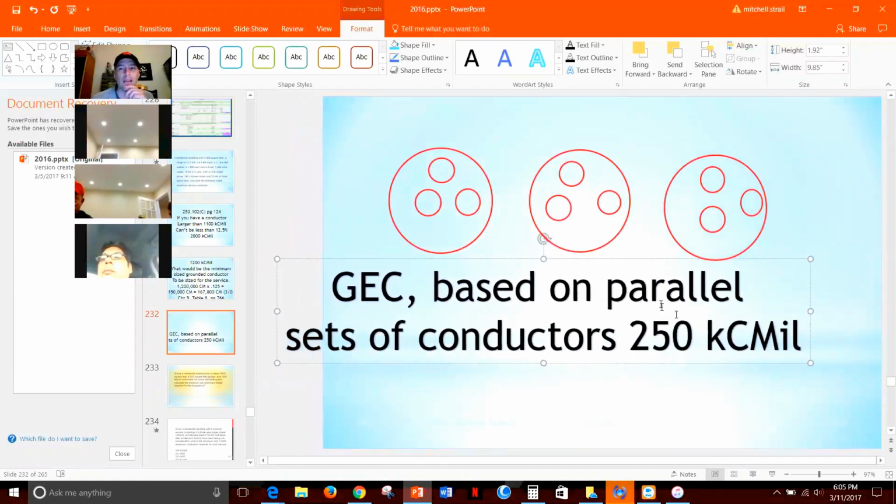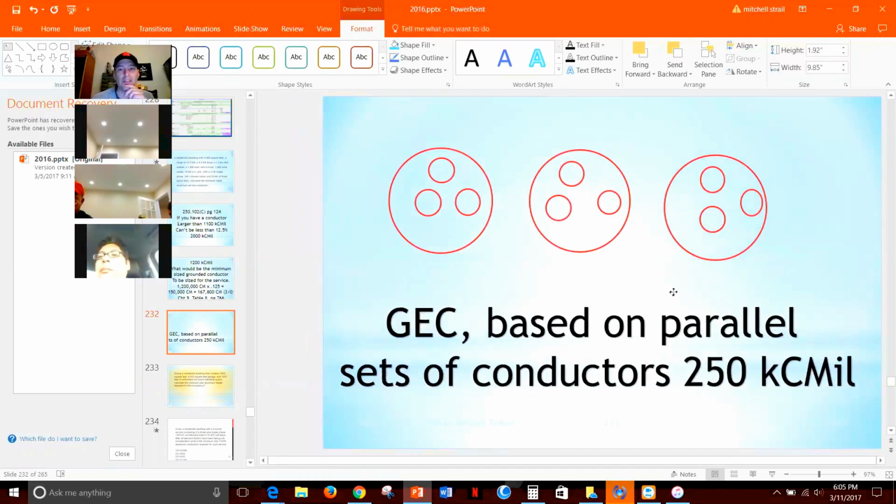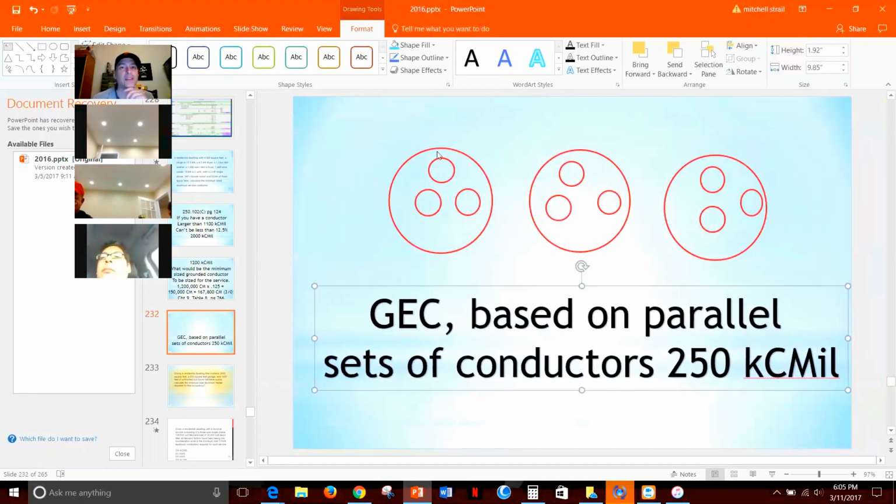All right, so we've got 3 parallel sets, 250 kc mil conductors. So in this pipe right here, I've got a 250, a 250, and a 250. All right, if you look down at note 1 now, note 1 says where you're running these things in parallel, what you have to do is some fuzzy math.